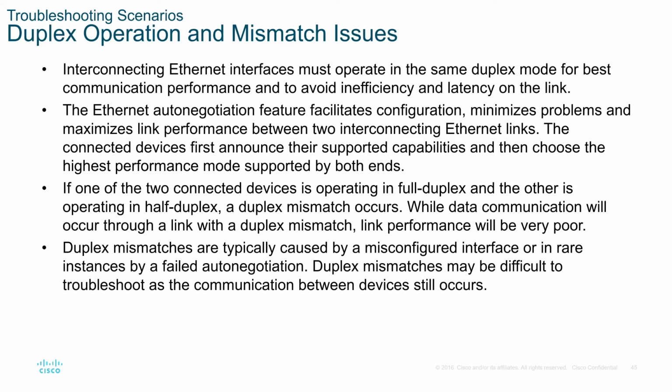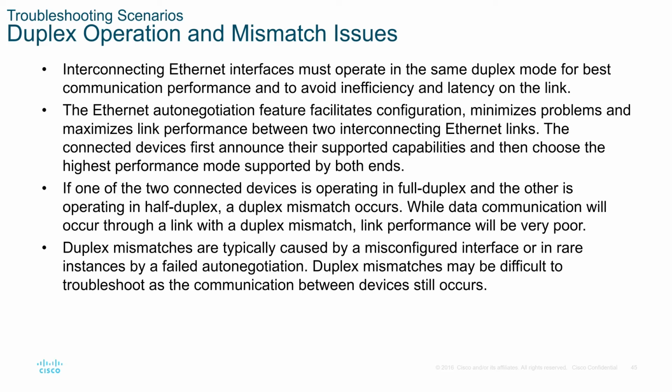Does this work 100% of the time? No, there is the possibility that they will mismatch. If one of the two connected devices is operating in full duplex and the other is operating half duplex, a duplex mismatch occurs. While data communication will occur through a link with a duplex mismatch, link performance will be very poor.